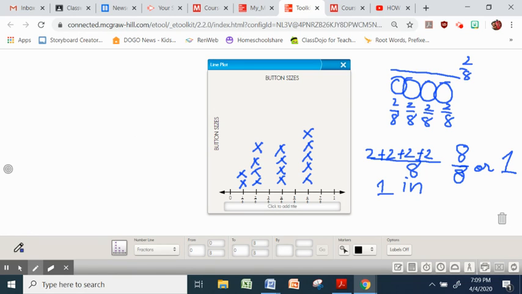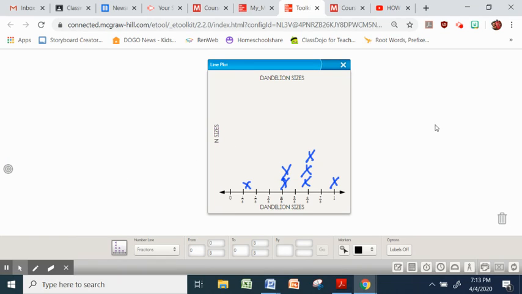Okay, let me erase that. I'm going to pause it. Okay, so I have a problem here. So here's my line plot again, and this is another one, and it's dandelion sizes. So I have one dandelion that's 1/8 of an inch. I have 2 dandelions that's 4/8 of an inch, and I have 3 dandelions that's 6/8 of an inch, and I have one dandelion that's 1 inch. Or if I want to represent that as a fraction, that would be 8/8.